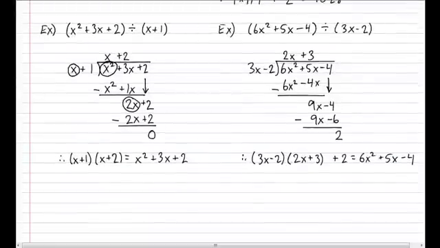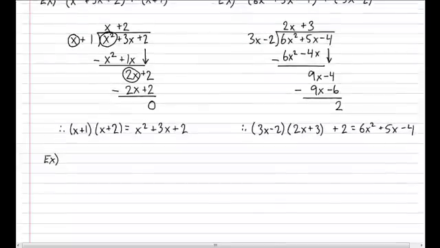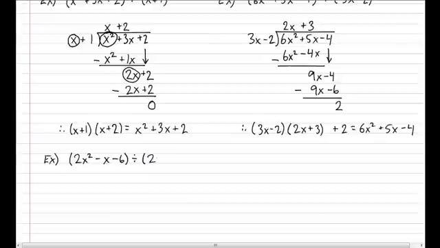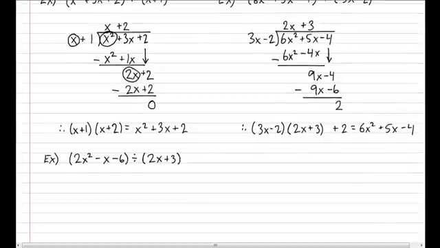Now I think it's time for you guys to try one on your own. So I'd like you to put another EX in your notebook. I would like you to perform this division. (2x squared minus x minus 6) divided by (2x plus 3). Don't forget those brackets. You need to clearly identify them as being polynomials.